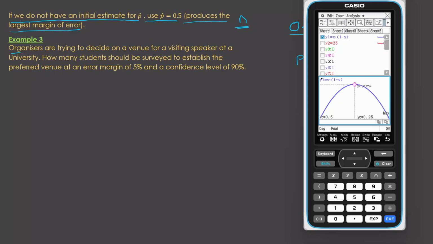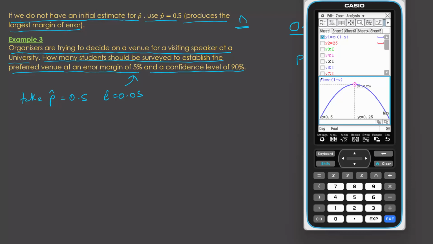So now we're asked that organisers are trying to decide on a venue for a visiting speaker at a university. How many students should be surveyed to establish the preferred venue at an error margin of 5%? So that means that E is 0.05 and a confidence level of 90%. Now what we're going to do here is, of course, take p hat to be 0.5 as discussed.